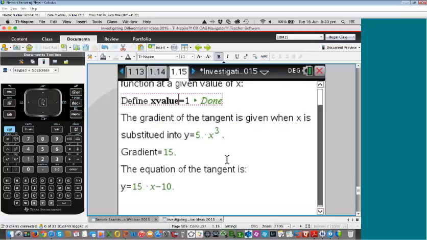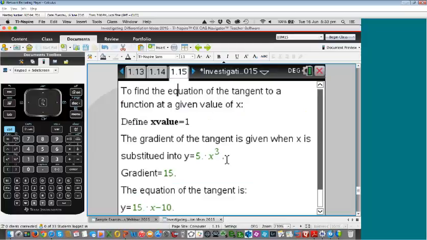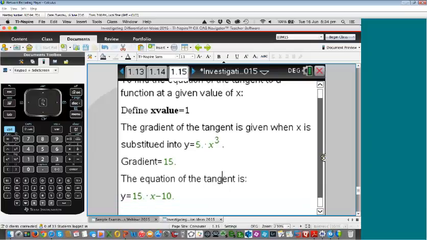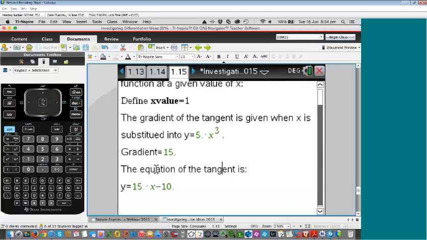So on page 115, to find the equation of the tangent, now again, this x value can be changed to something like x equals 1. They could change this again to whatever question or questions you want them to look at. The gradient of the tangent is given when x is substituted in. Again, this is automatically coming from that earlier page. The question then goes on and talks about, well, the gradient is 15. Can we see why that's the case?